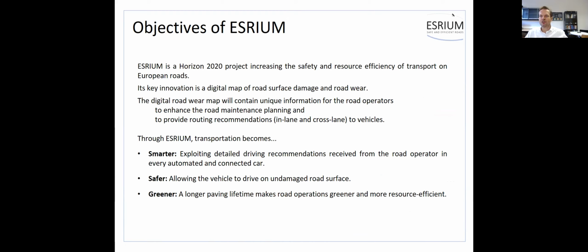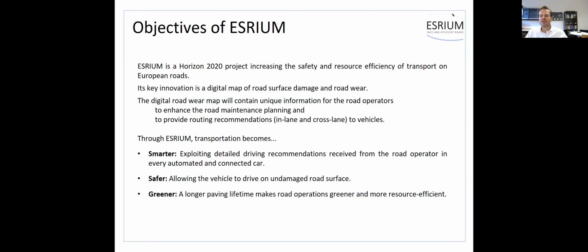Now I'll just give a short overview. So the key innovation of Esrium is to create a digital map of the road surface, overlaying it with road damage and road wear. So in addition to what you know from HD maps and from navigation maps on the road, we want to complement this information with a map of road surface damages, where they are, what type they are, and how severe they are. And then we want to automatically create this information, and we want to distribute this information.